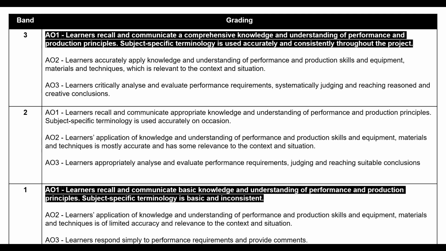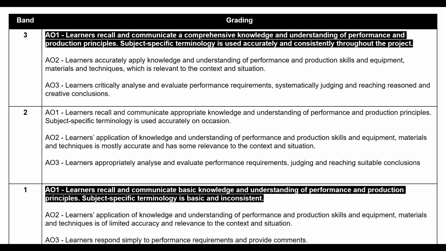On this slide is a generic example, and if this was a 9-mark question, then Level 1 or Band 1 would be worth 1 to 3 marks. Level 2 or Band 2 would be 4 to 6 marks, and Level 3 or Band 3 would be 7 to 9 marks. In Band 1 for Assessment Objective 1, learners must recall and communicate basic knowledge and understanding of performance and production principles, and the subject-specific terminology would be basic and inconsistent.